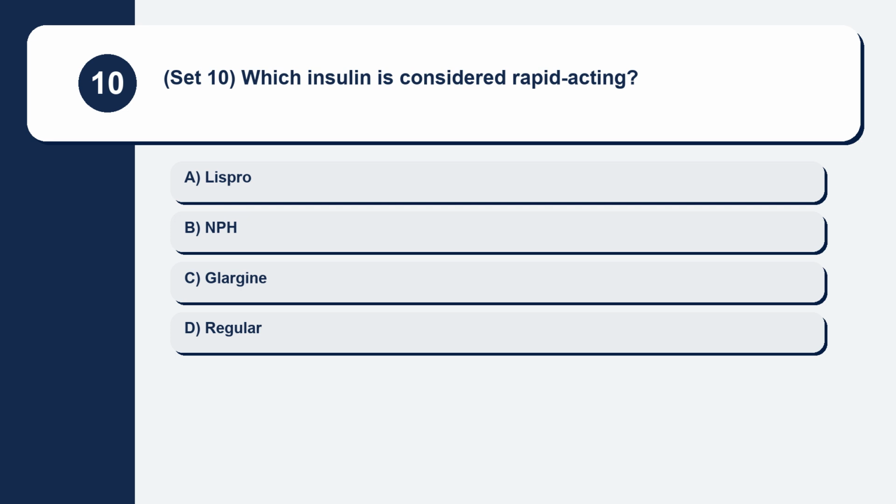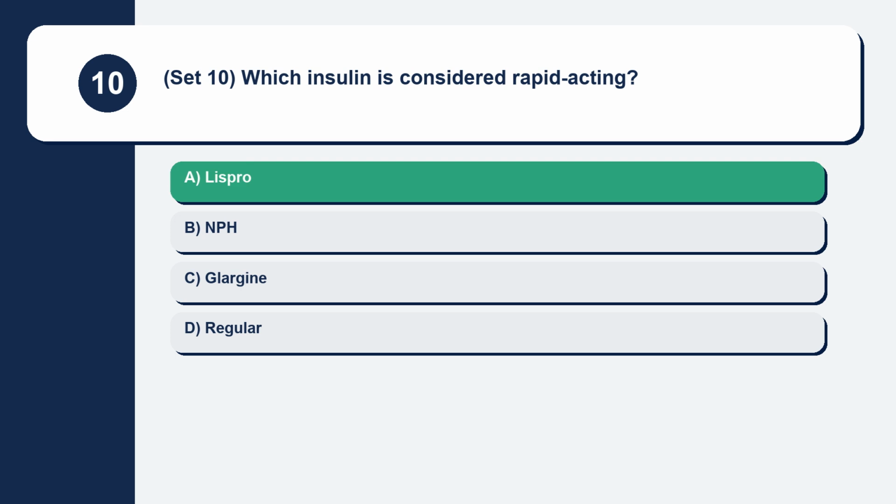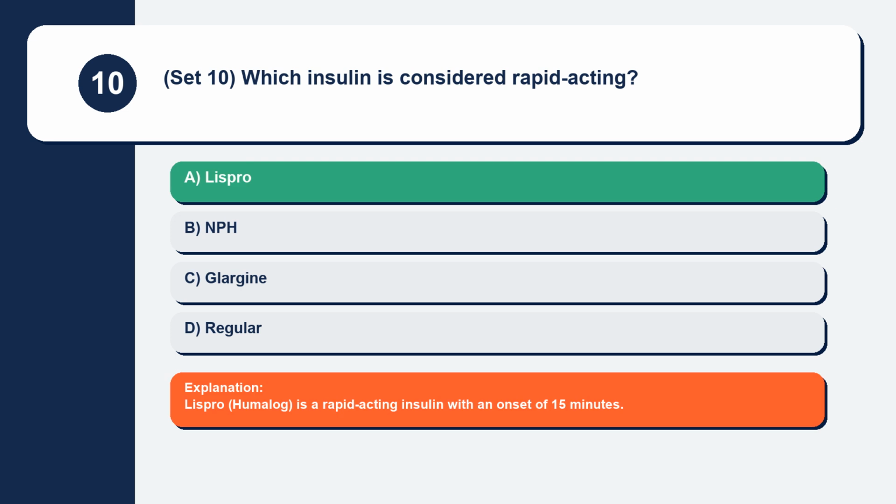Question 10. Set 10. Which insulin is considered rapid-acting? Lispro, NPH, Glargine, regular. Lispro, Humalog, is a rapid-acting insulin with an onset of 15 minutes.